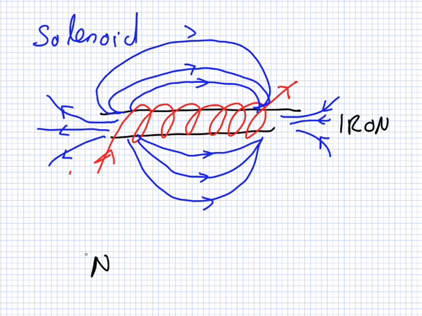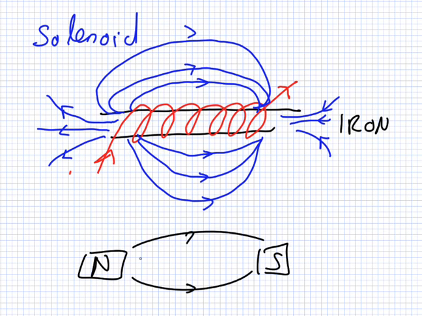North and south. So the magnetic field, remember, goes from north to south. So Joshua, it's a bit like you have a north here and a south here, and your magnet's going like that.